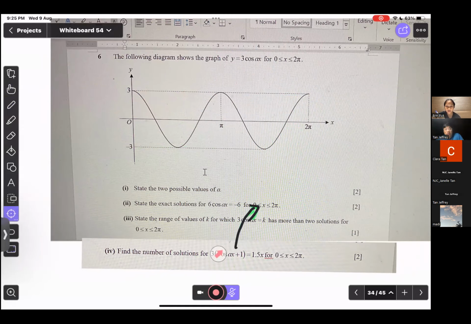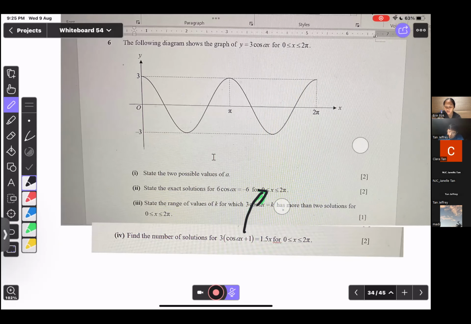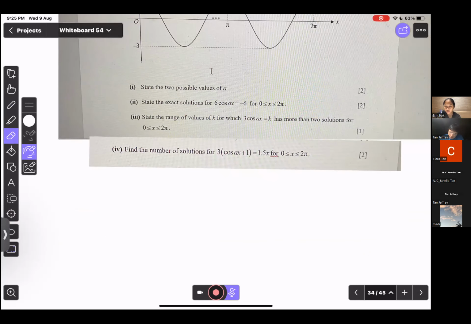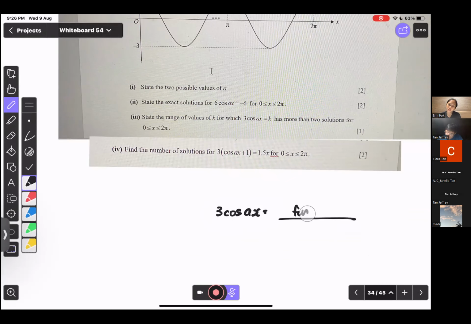This kind of question is important. They give you a curve, then they ask you to draw another extra line. You work backwards. The idea is that you want to have 3 cos ax eventually on one side, and then a new function on the other side. So this is the same as cosine ax plus 1 equals 0.5x. Is that okay?